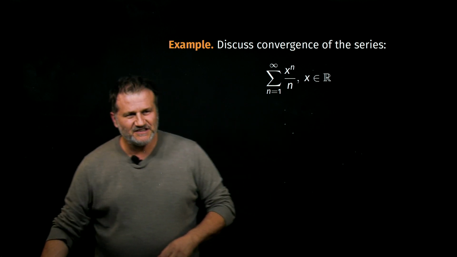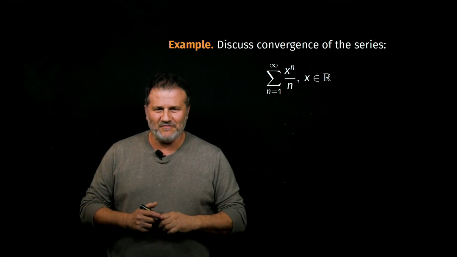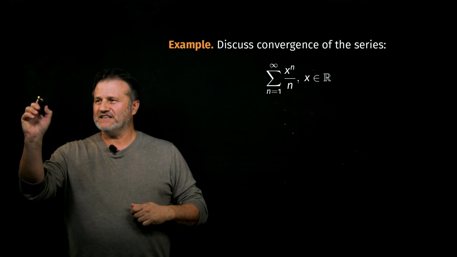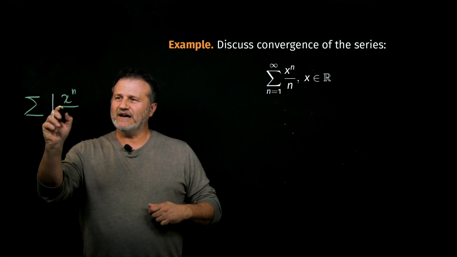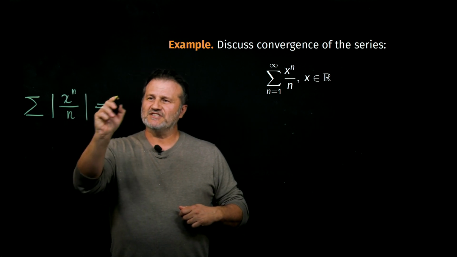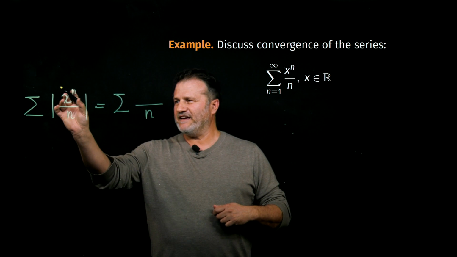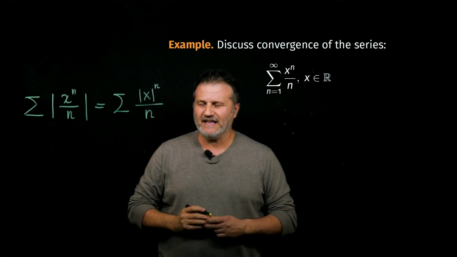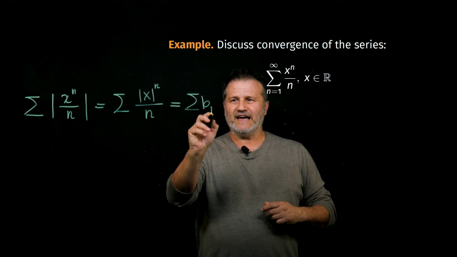Here we have the series sum of x to the n over n, where x is a real parameter. Let's begin with the absolute convergence for this series, so the convergence for the series modulus of x to n divided by n. Now, since the modulus of the ratio is the ratio of the modulus, n is positive, and the modulus of x to n is modulus of x to the exponent n, we get this series that we can call series of Bn.